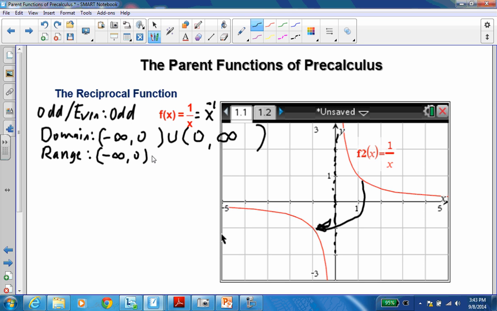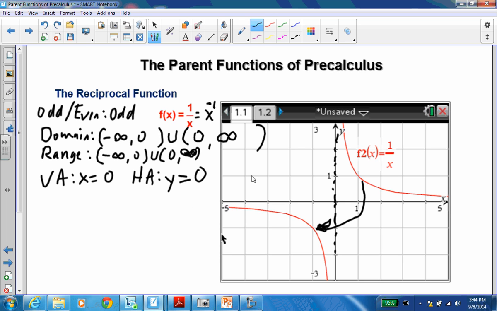Now, Kiera asked a good question a little while ago, and we're going to answer that question right now. Okay, what is our vertical asymptote? 0. What 0? What's our vertical asymptote equation? X equals 0. Very good. And what's our horizontal asymptote? Right. Y equals 0. Okay.